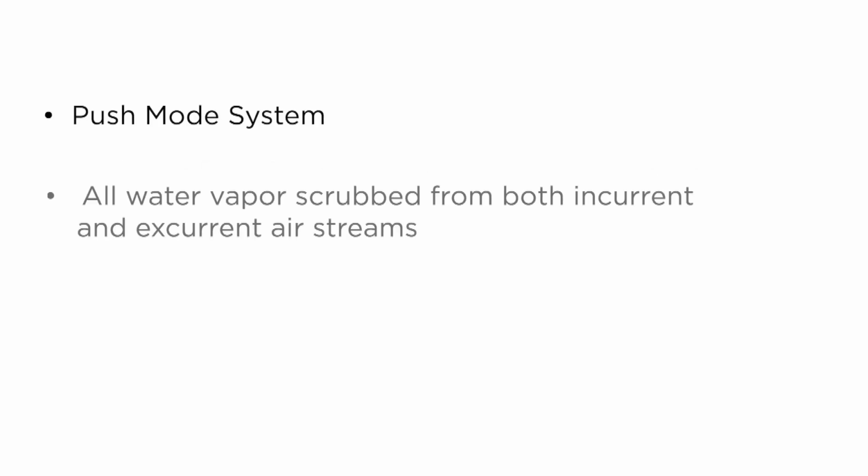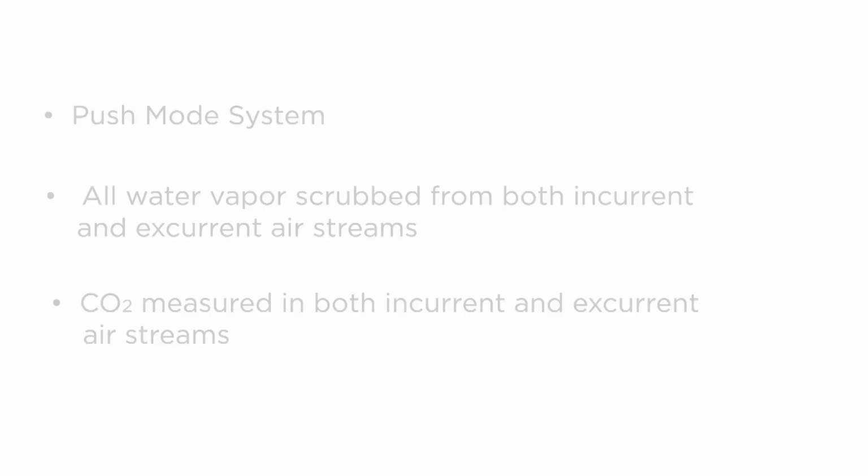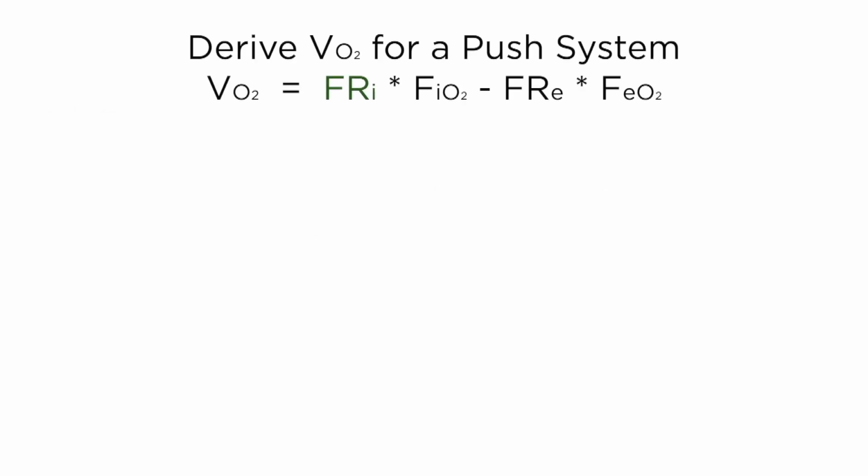For a push mode example, we have a slightly more complex system. All water is scrubbed from the in-current and X-current airstreams, but CO2 is measured both in-current and X-current. VO2 in a push system is derived as follows.